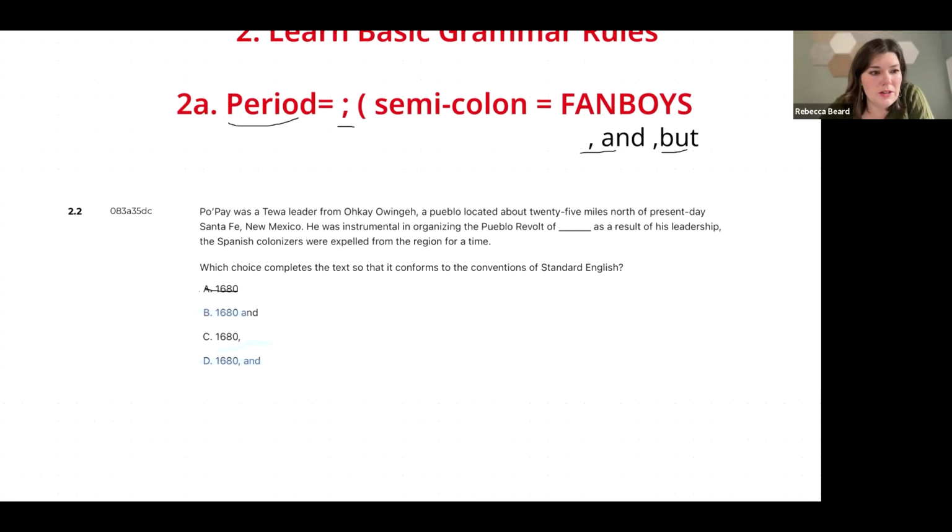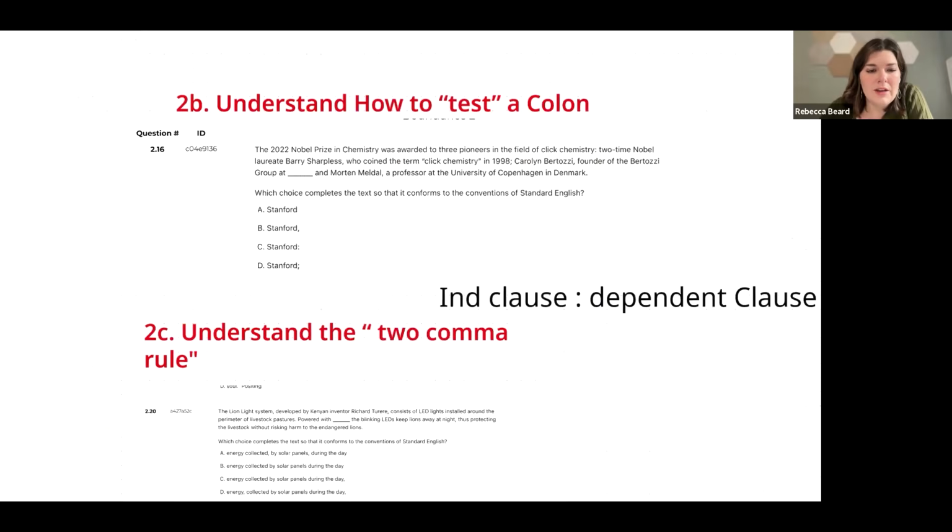B would also be a run-on sentence. And C is actually going to be something we're getting into. And then on 2B, we're going to be focused on how to quote unquote test colons. You'll hear me use the word test a lot because I think that's the easiest way to tackle grammar: to see which one actually works and follows the grammar rules.